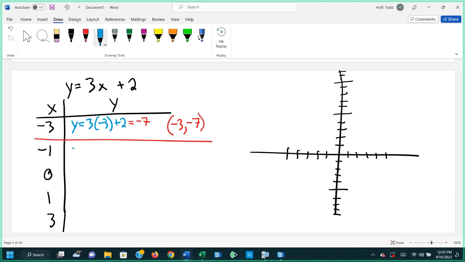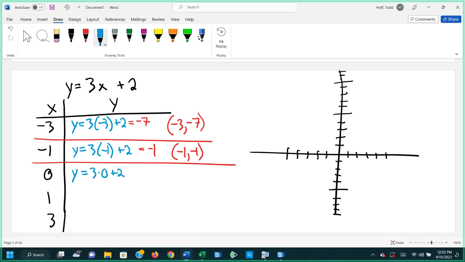If x is -1, y is 3 times -1 plus 2. Well, 3 times -1 is -3, plus 2 is -1. That gives us the ordered pair that when x is -1, y is also -1. Let's try 0. If x is 0, y is 3 times 0 plus 2. Well, 3 times 0 is 0, plus 2 is 2. Giving us the ordered pair that when x is 0, y is 2.